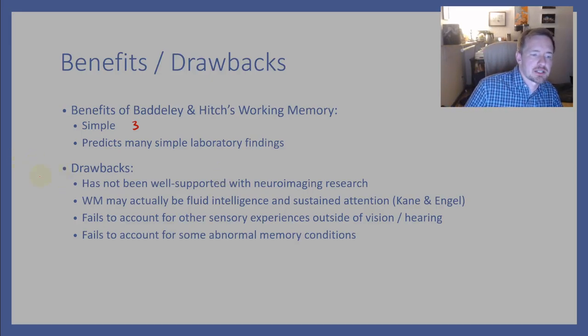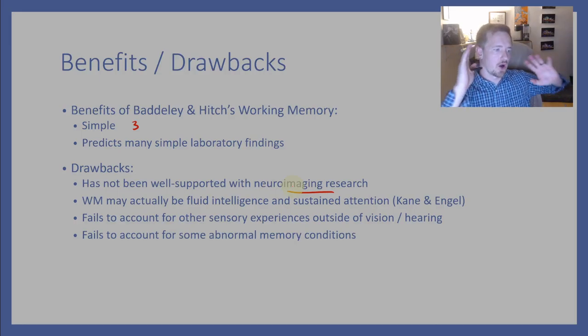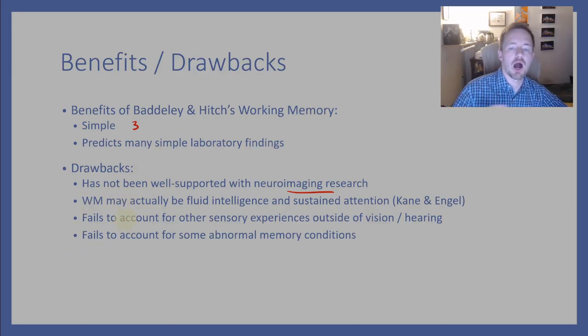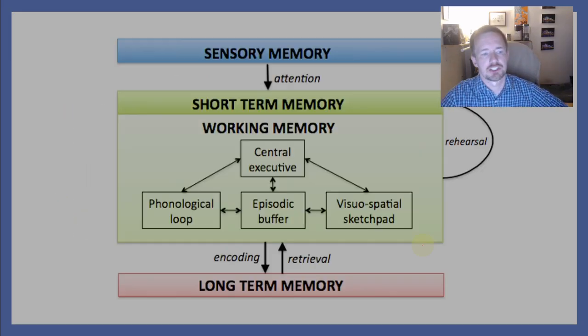But there are some drawbacks to this model, which is that when we look at neuroimaging research, there's not a part of the brain where, oh, here's where the visual spatial sketchpad is, and here's where the phonological loop is. It doesn't work that simply. And as we'll talk about in a little bit, working memory may also include other things like attention and intelligence in trying to do working memory tasks, so maybe that should be accounted for as well. And it also does a bad job in talking about abnormal memory conditions such as amnesia, but also talking about other kinds of things that we remember that are not vision and hearing.